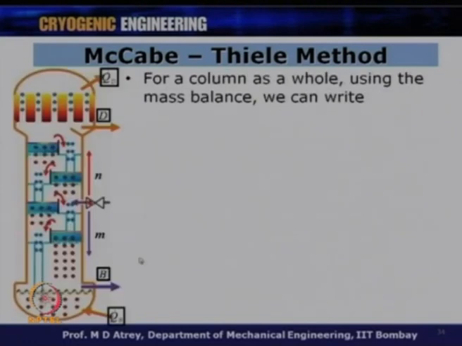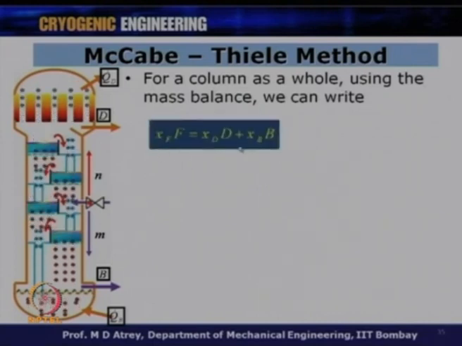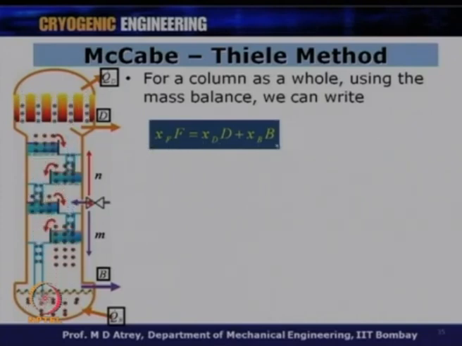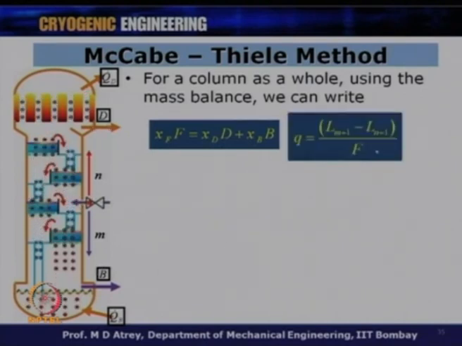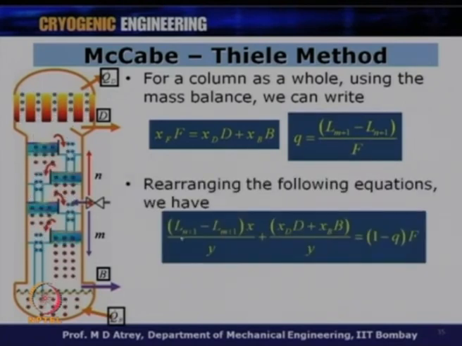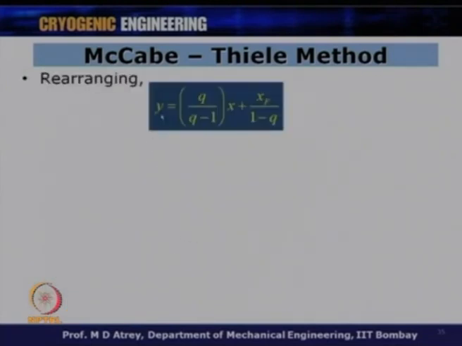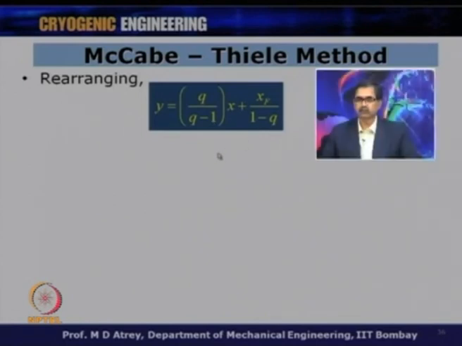So, for the column as a whole, using mass balance, we can have an entire molar balance for the column, which is xF F is equal to xD D plus xB B. These are the moles coming in, these are the moles leaving the column. Again q is equal to Ln plus 1 minus Lm plus 1 upon F. Rearranging this term, you get this expression. I will replace this by this and this by q. I got this expression, and rearranging it, I will get y is equal to q upon q minus 1 x plus xF upon 1 minus q.